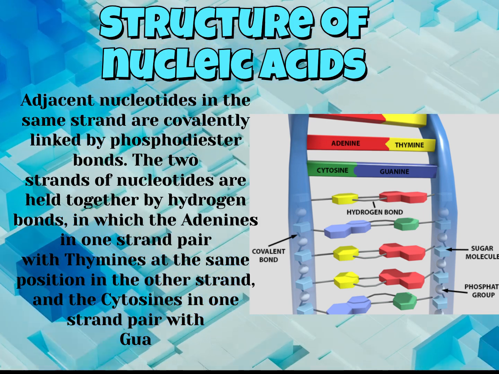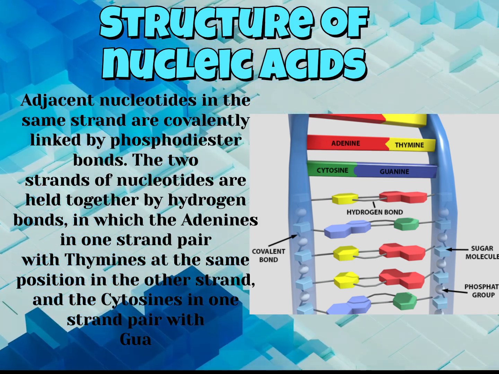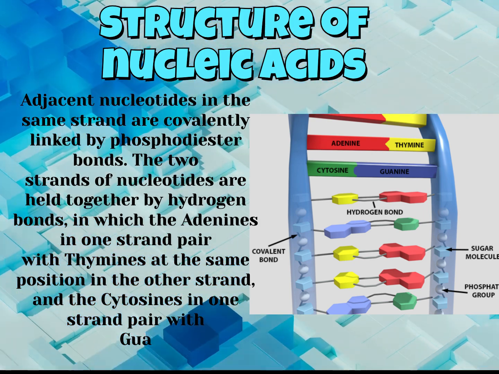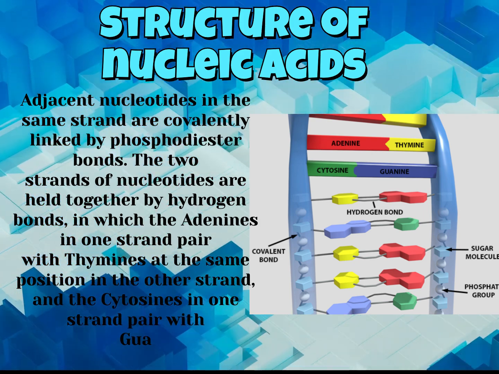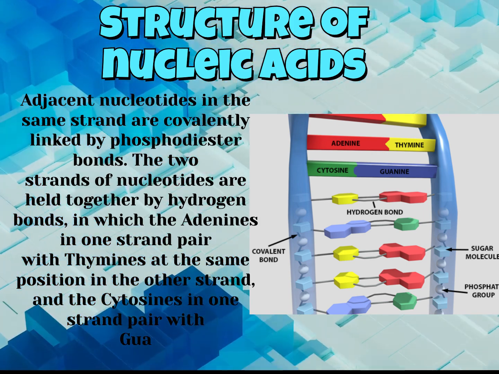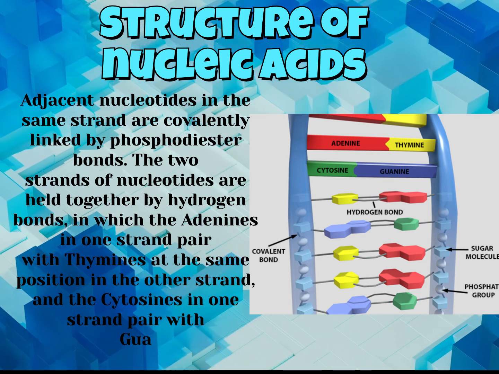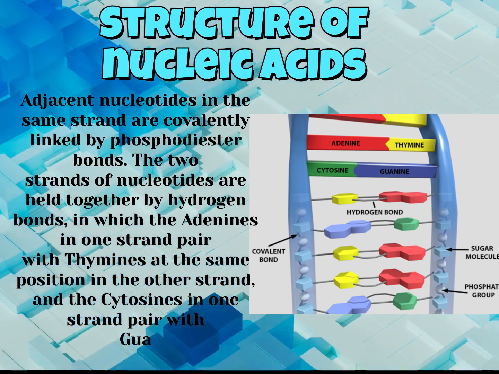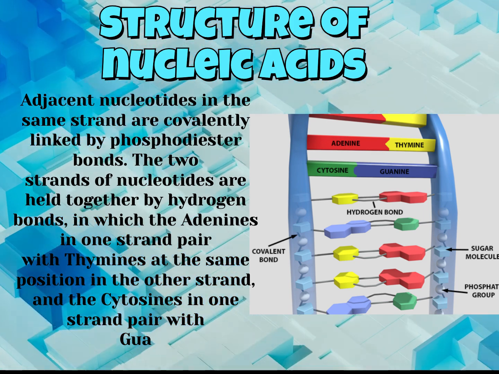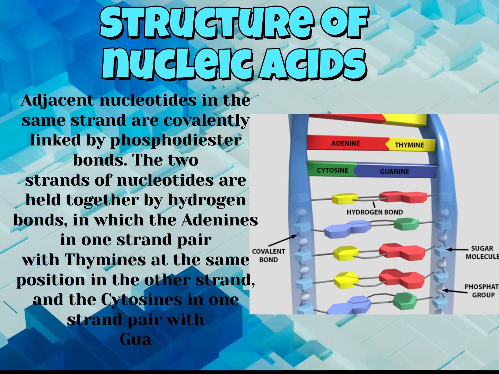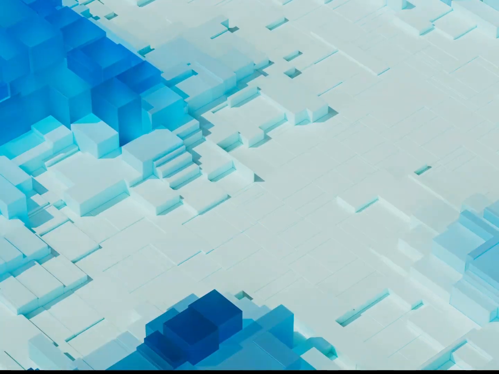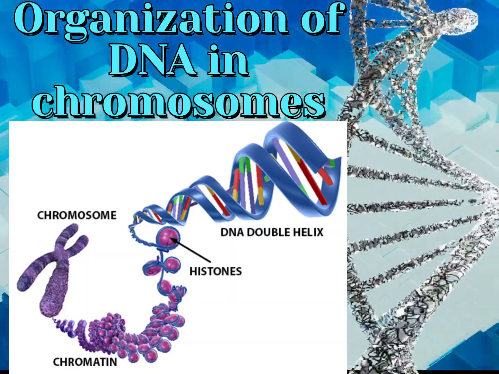To know about the structure of the nucleic acid, the most important part is how the nucleotides are linked to each other and how the double strands of DNA maintain the double helix shape. The adjacent nucleotides in the same strand are covalently linked by what we call phosphodiester bonds, while the two strands of nucleotides are held together by hydrogen bonds, in which adenine is opposite to thymine and cytosine is opposite to guanine.